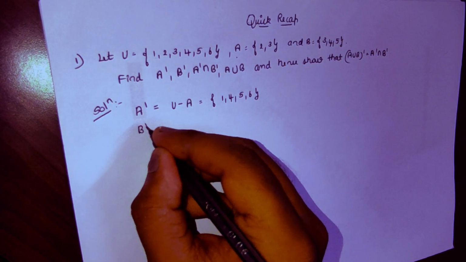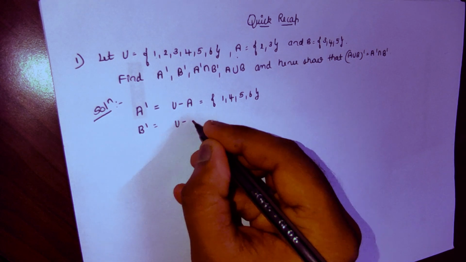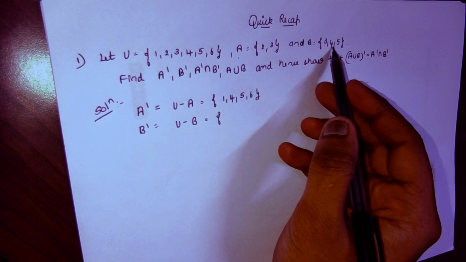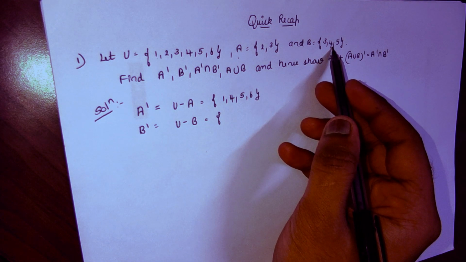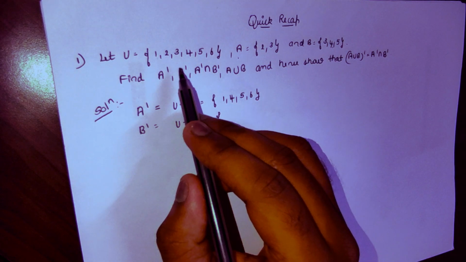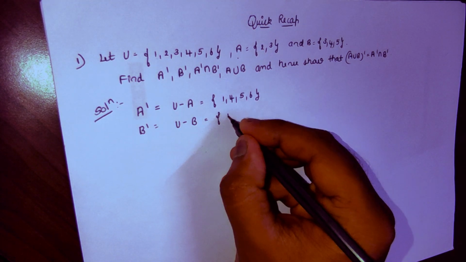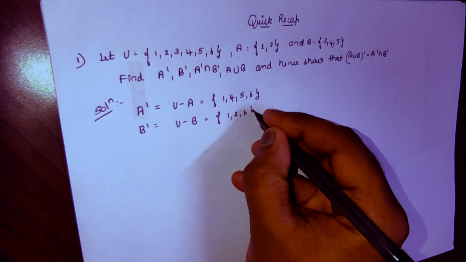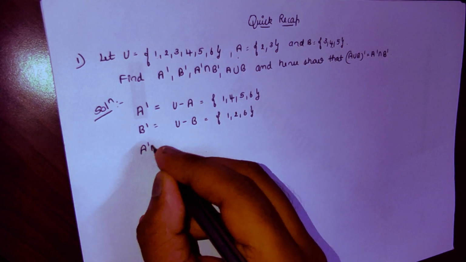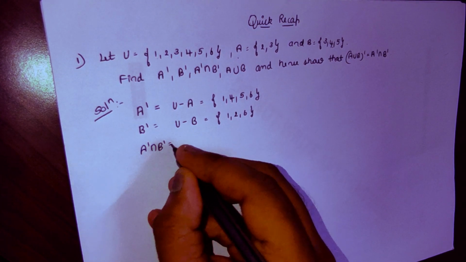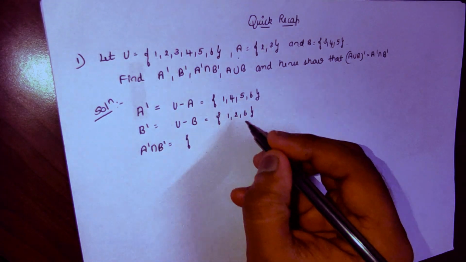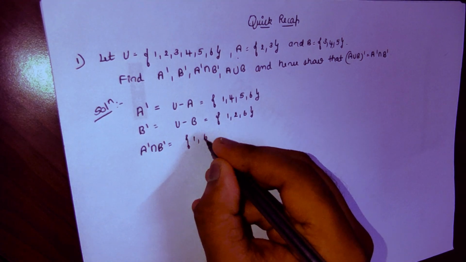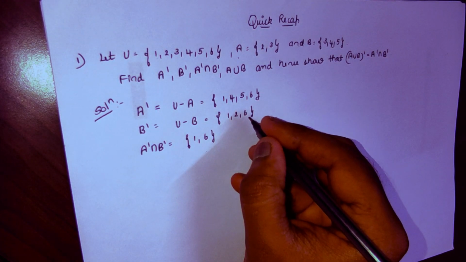We will find what B dash is. B dash is universal set minus B set. Whatever is common between the universal set and B set, remove that, and the rest is B dash. 1, 2, 3, 4, 5 are common, so 1, 2, 6. A dash intersection B dash is the common between both of these, so A dash and B dash, the common is 1, 6. 1 and 6 are common.